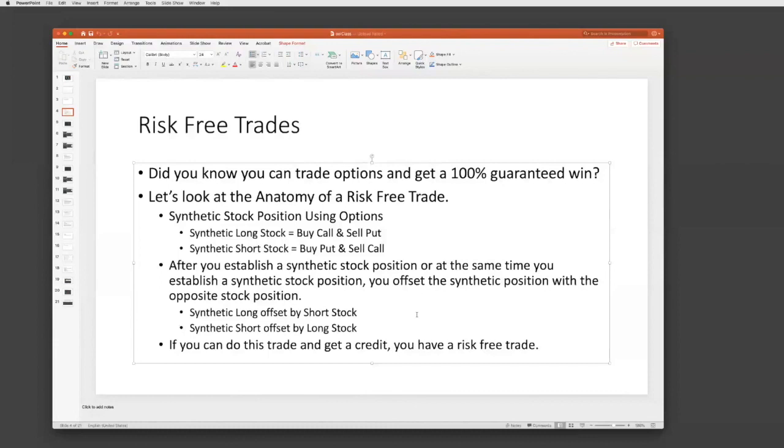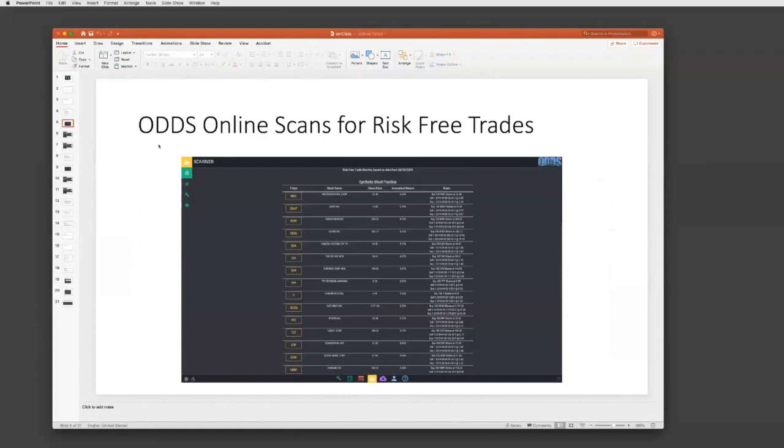Okay? If you can do that trade, if you can synthetically go long or synthetically go short and then offset it with the stock purchase or a short stock position, if you can do that at the same time and get a credit into your account, and you have a risk-free trade. You can't lose, right? And we actually have scans that, and we're not the only ones that have these scans, right? There's plenty of other people out there in the business that are arbitrage traders. That's all they're looking for is arbitrage opportunities.